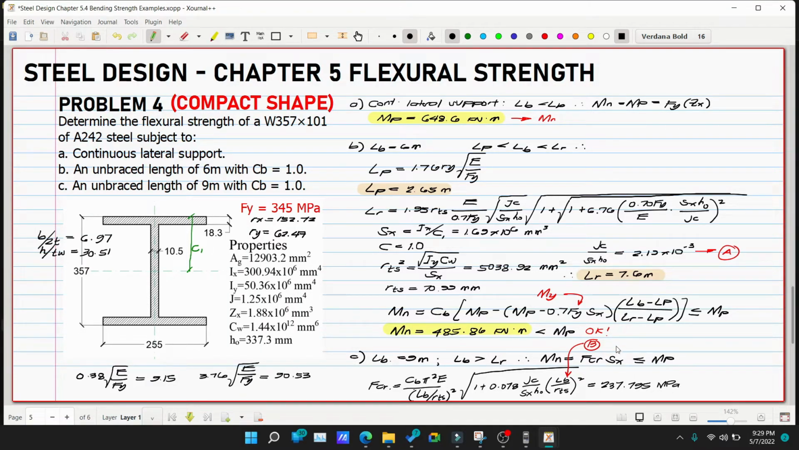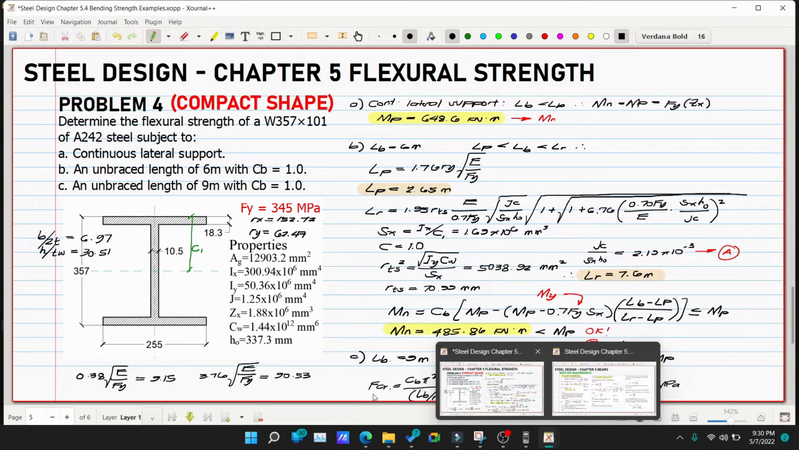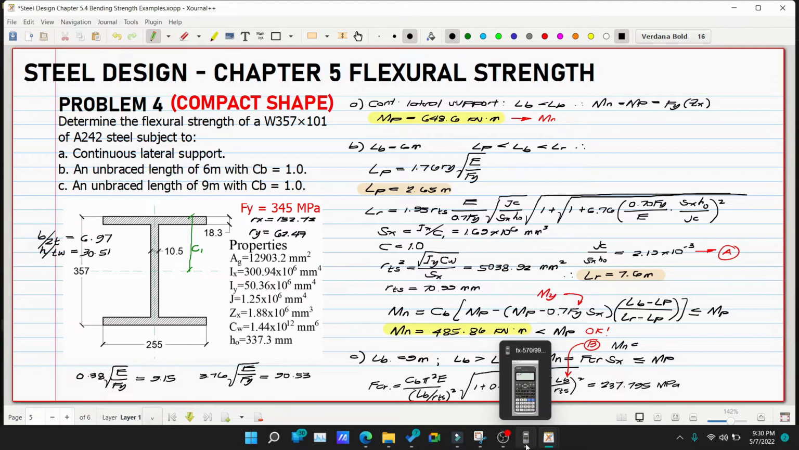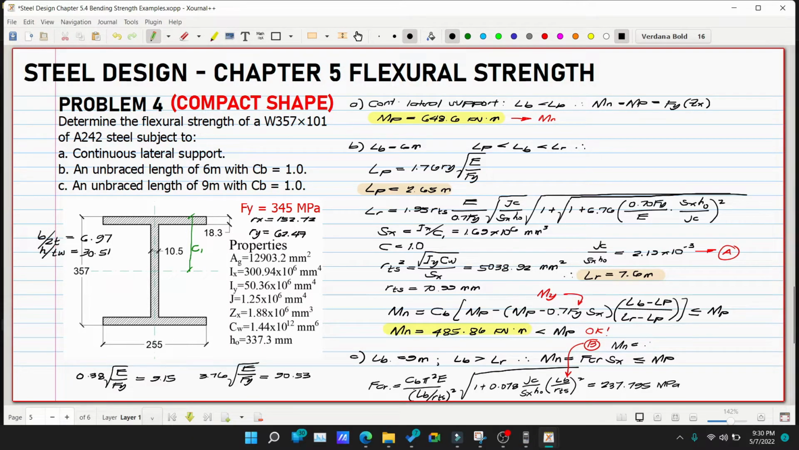Ayan. So, makukuha na natin ngayon yung ating MN or yung ating nominal moment under sa condition letter C. So, yung ating nominal moment is equivalent to 237.795 multiplied by SX. Ang ating SX ngayon is 1.69 times 10 raised to 6. So, makukuha natin na MN dito is Newton millimeter. Tama ba? So, divide natin ng 1,000 squared. So, 401.874.